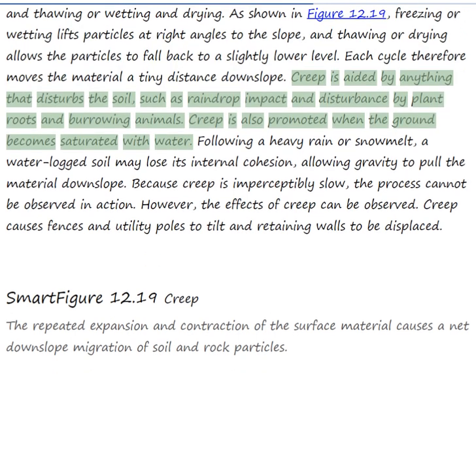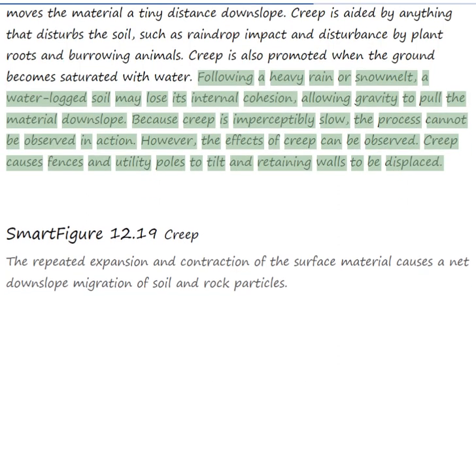Creep is aided by anything that disturbs the soil, such as raindrop impact and disturbance by plant roots and burrowing animals. Creep is also promoted when the ground becomes saturated with water. Following a heavy rain or snowmelt, a waterlogged soil may lose its internal cohesion, allowing gravity to pull the material downslope. Because creep is imperceptibly slow, the process cannot be observed in action.